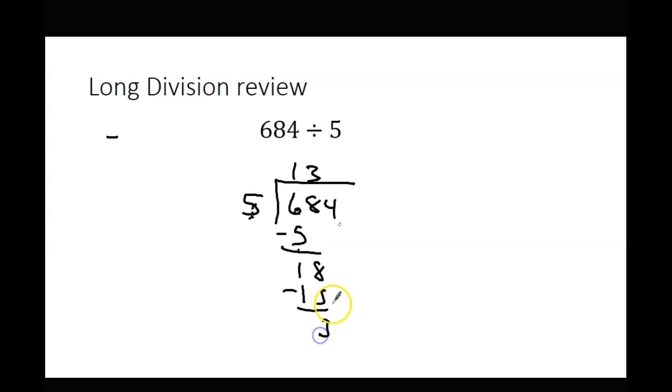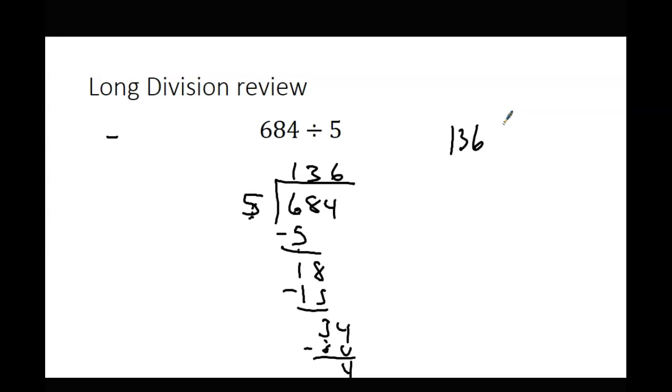So here we get 3. We get to do it one more time. Bring down the 4. How many times does it go in? Multiply, subtract. We could go into decimals, but here's how we're going to do it today. We're going to write our answer like this. What's the answer for 684 divided by 5? 136 R4. You could say 136 remainder 4, right?